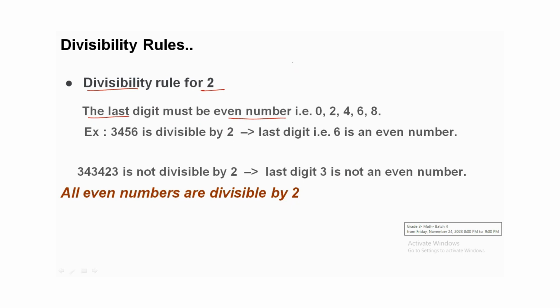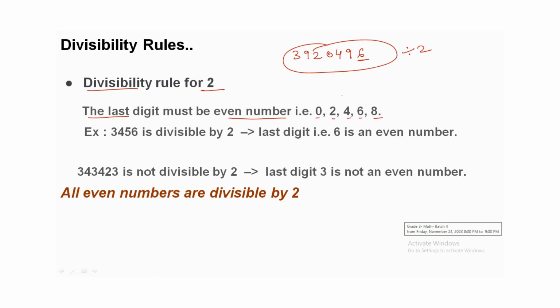Suppose your number is 3920496. This is a very long number. If I divide this by 2 and then check it, it is going to take much more time. So without actually dividing, how am I going to check whether this number is divisible by 2 or not? I need to check the ones place digit. If the ones place digit is an even number, then I can say this whole number is divisible by 2.